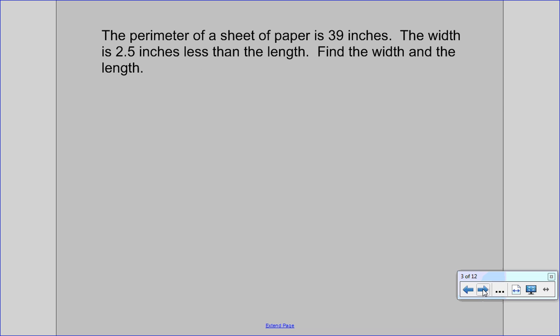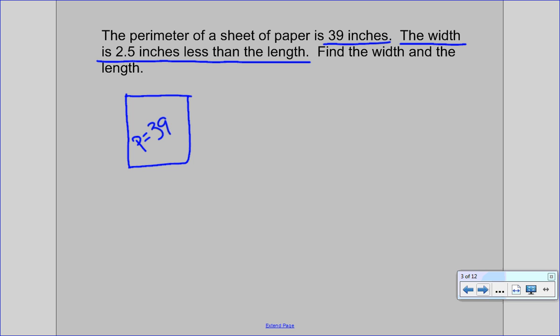Let's look at one type of word problem. The perimeter of a sheet of paper is 39 inches. The width is 2.5 inches less than the length. Find the width and the length. Let's begin by drawing a picture of our sheet of paper and label any information we know about it. We know that the perimeter of this sheet of paper is 39 inches from this part right there. And I know something about its length and its width. It says that the width is 2.5 inches less than the length.